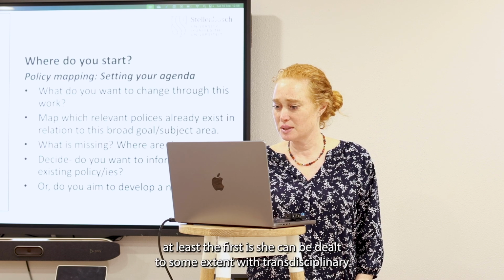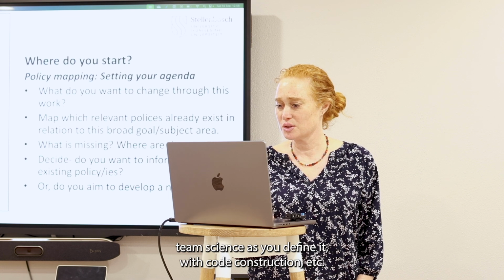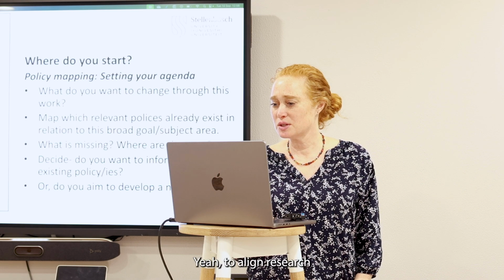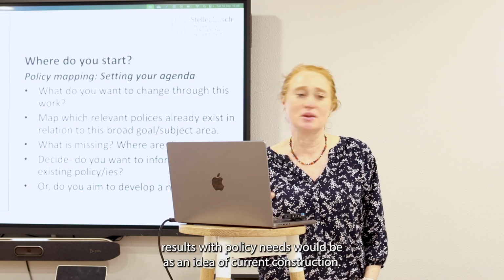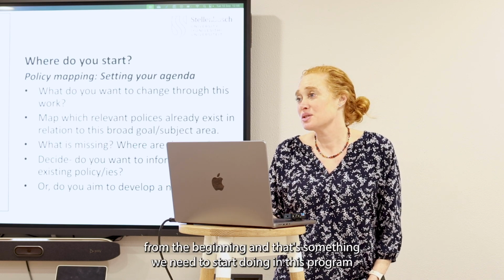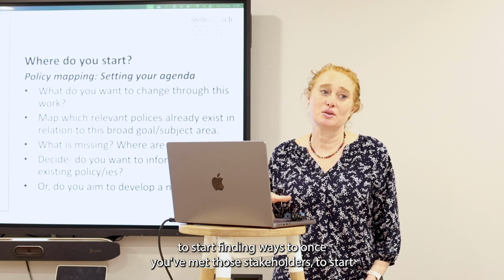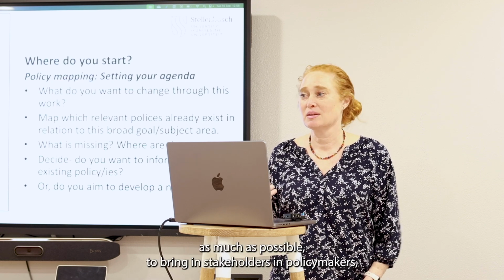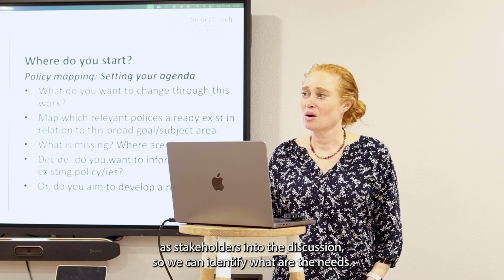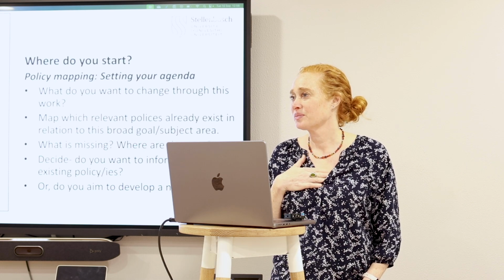At least the first issue can be dealt with to some extent with transdisciplinarity, science as you define it, with co-construction, etc. I suppose aligning research results with policy needs would be an idea of co-construction. So if you can engage policymakers from the beginning, and that's something we need to start doing in this program, once you've mapped those stakeholders, start as much as possible to bring in stakeholders and policymakers into the discussion so we can identify what the needs are. And I'm sure you've done that with the Science for Justice project.